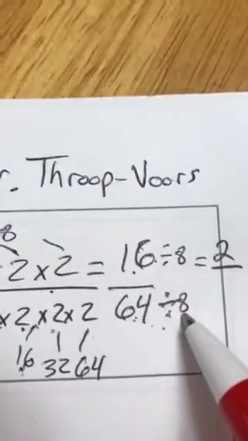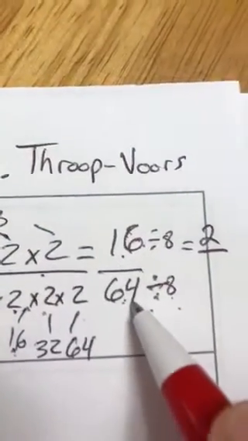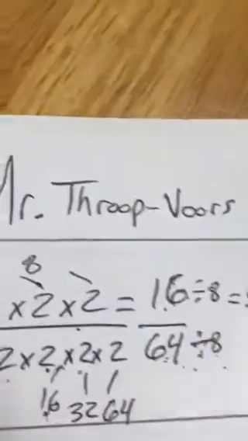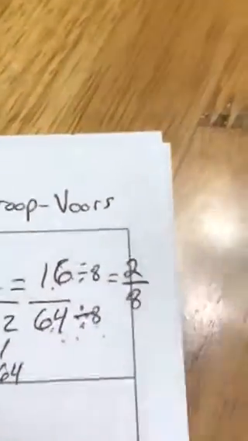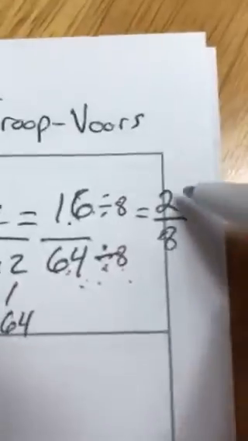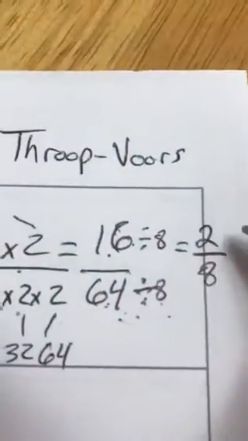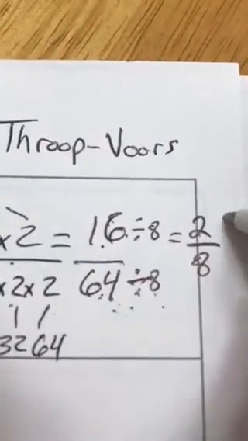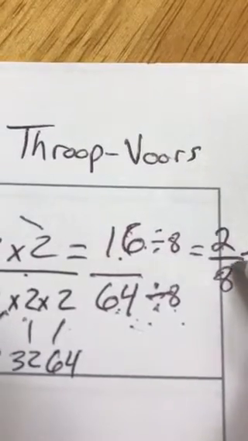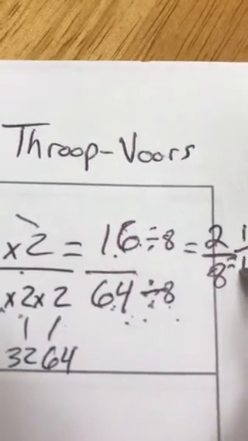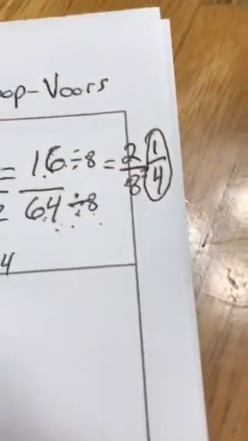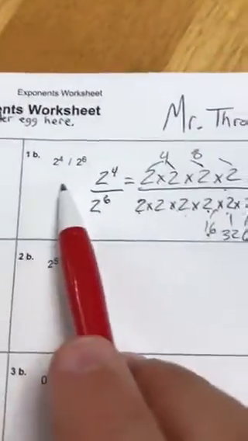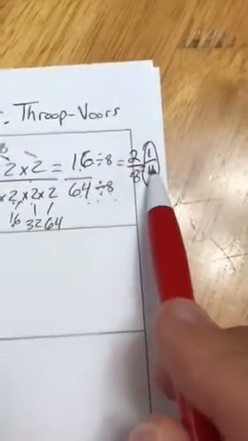And then 64 divided by 8, I know that 8 goes into 64, I believe it is 8 times. 8 times 8 is 64. So now I'm left with 2 eighths, and I know that I can reduce that even more because both are even numbers and divisible by 2. So 2 divided by 2, of course, is going to give me 1, and 8 divided by 2 is going to give me 4. So I know that I can't reduce this particular fraction. So my final answer for question 1B is 1/4.